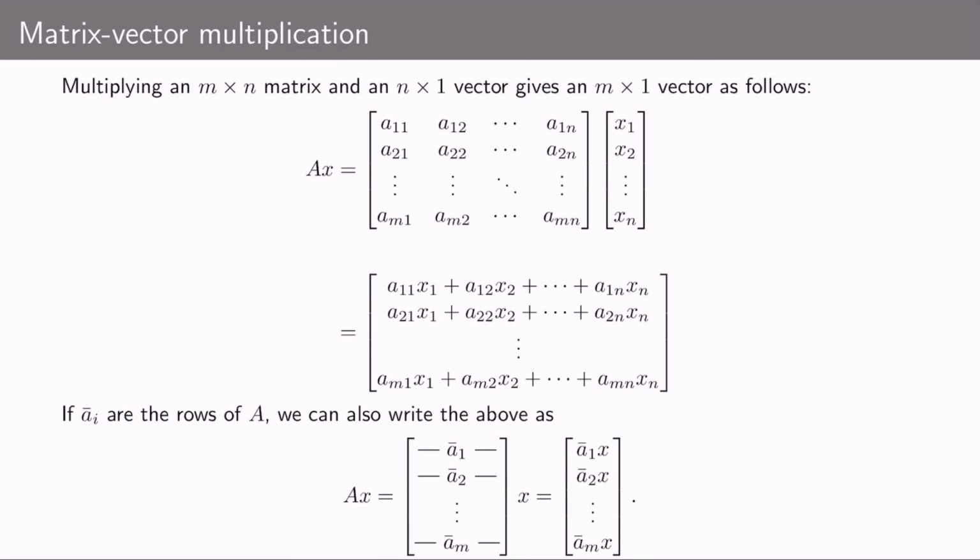Sticking with fundamentals here, let's describe matrix vector multiplication. So I'd like to tell you how to multiply an m by n matrix A and an n by 1 vector x, a column vector, and the result will be an m by 1 vector, which is a column vector again, and that vector we will call Ax. So how do we do this?